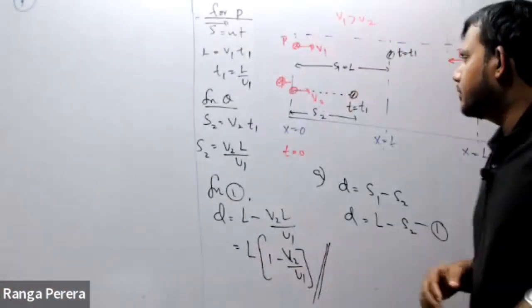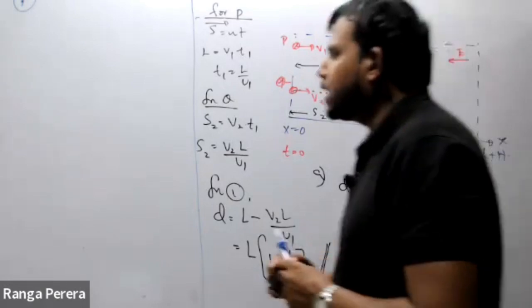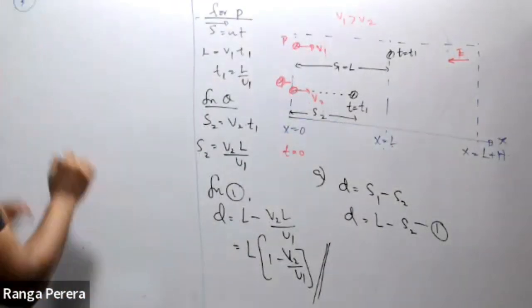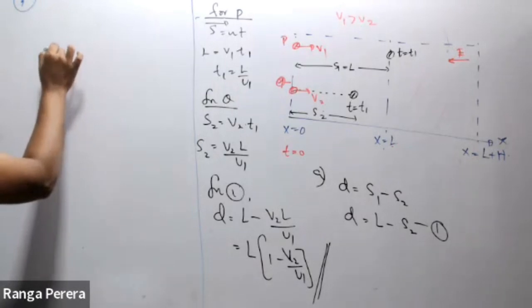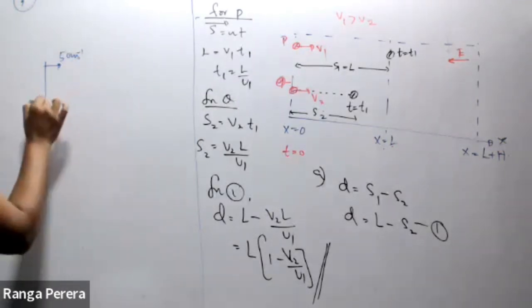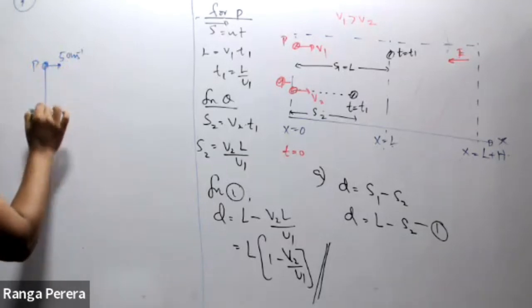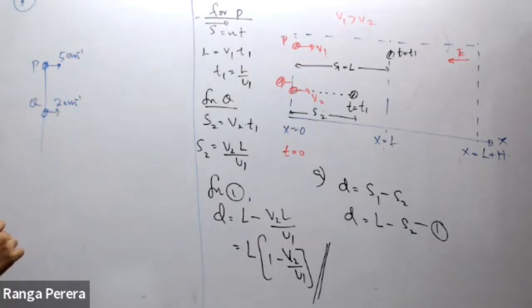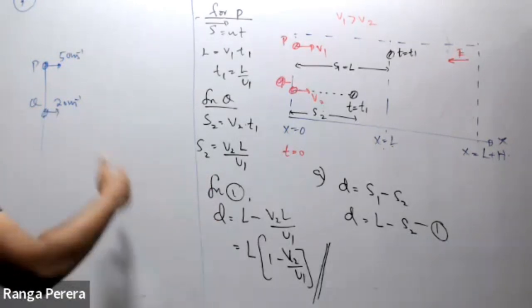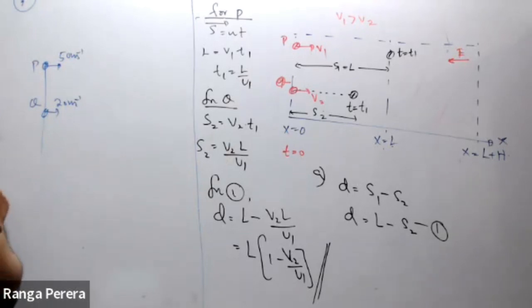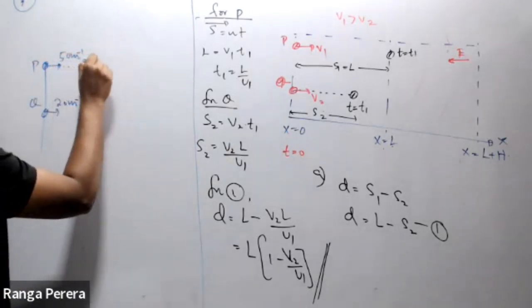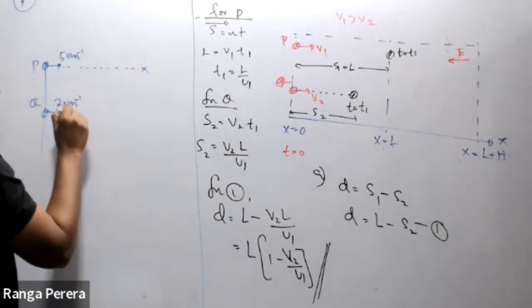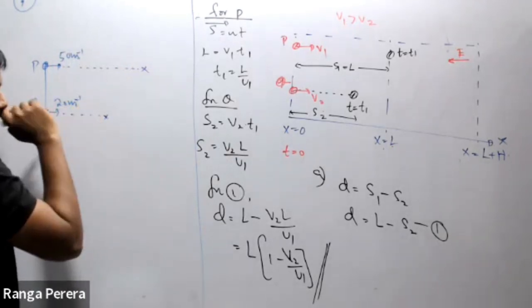Let's say we have two particles, P and Q. P is 50 ms minus 1, and Q is 20 ms minus 1. You are applying the same force because the charges are the same for both P and Q. So you are applying the same resistive force, the same opposing force. For this particle, if it travels a certain distance, this one travels less than that distance. Am I correct?